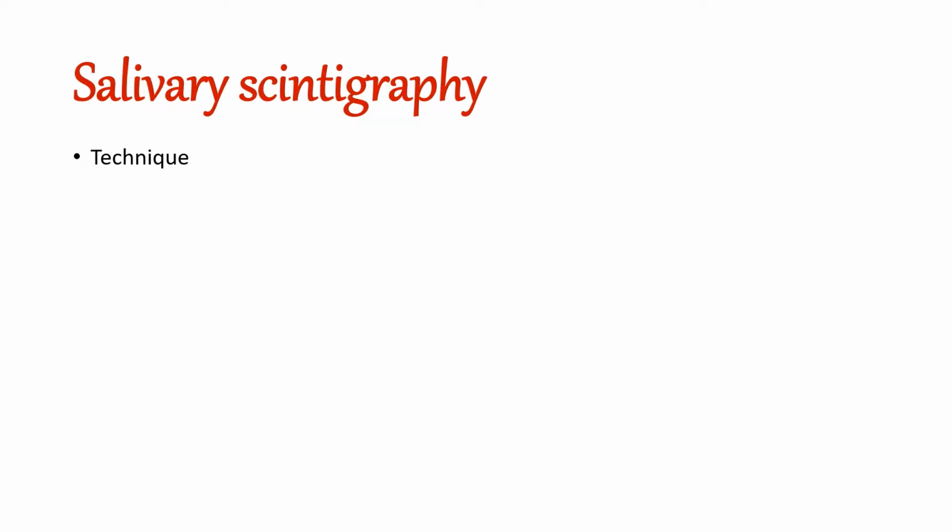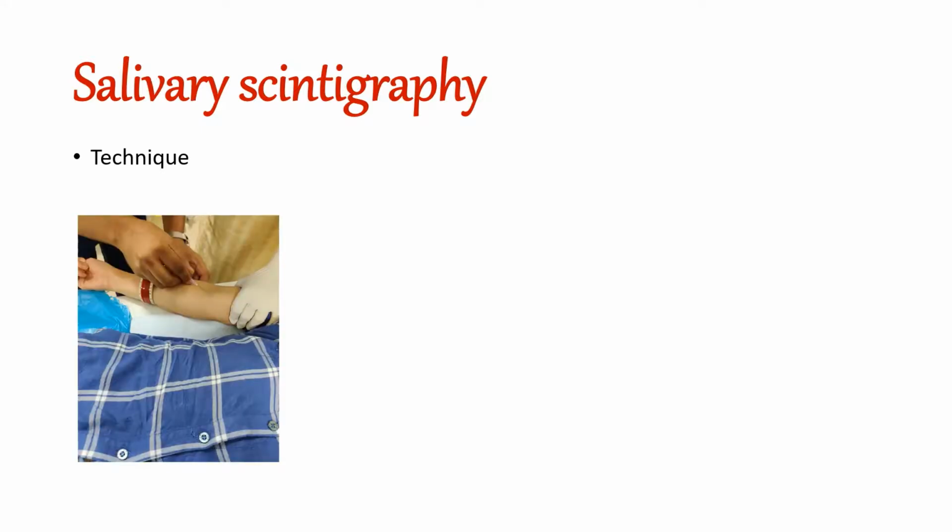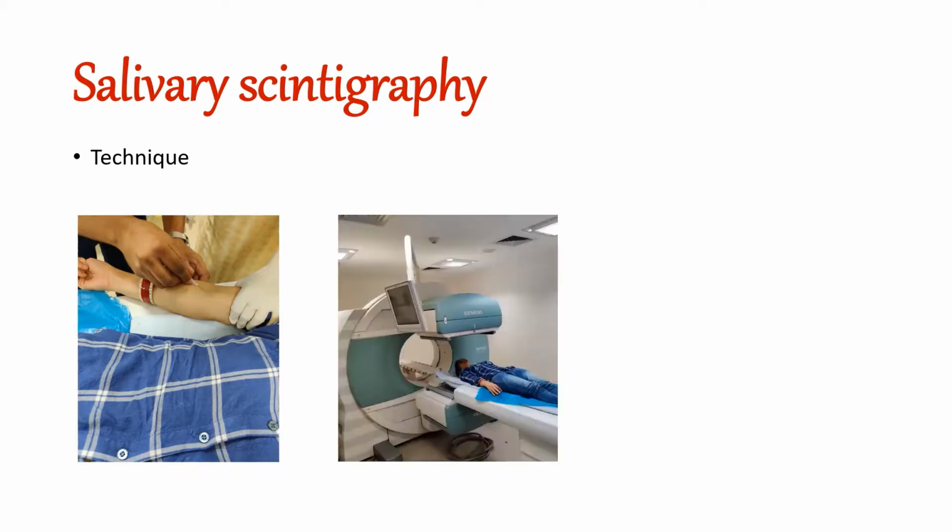Coming to the technique, 2 ml of radioisotope, commonly the technetium-99 pertechnetate, is administered intravenously. The isotope concentrates in the parotids and the submandibular glands with maximum accumulation noted around 15 minutes after isotope administration. Then the patient is made to lie between the detectors of the gamma scintillation camera.